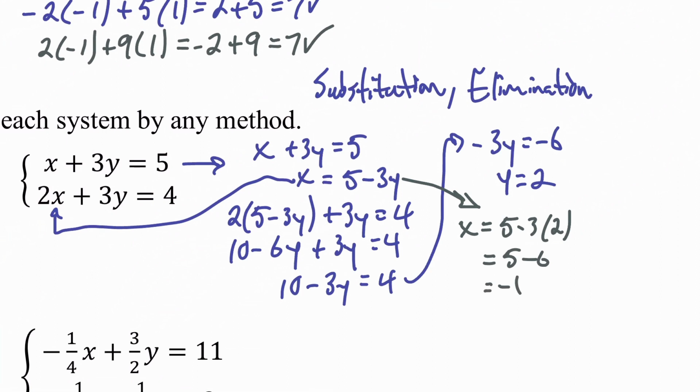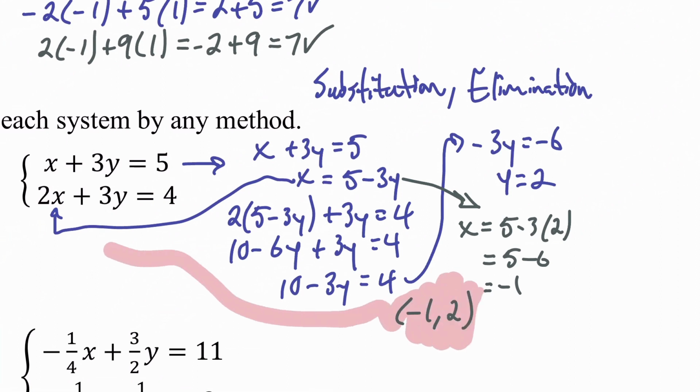Okay, so the ordered pair is negative 1, comma 2. And then if we want, we don't necessarily need to, but we can take this ordered pair and go check it in both of these equations to double check that it works. It should, right? But maybe we have a mistake. So if you want to check for a mistake, you can do that. I'm not going to bother doing that here.